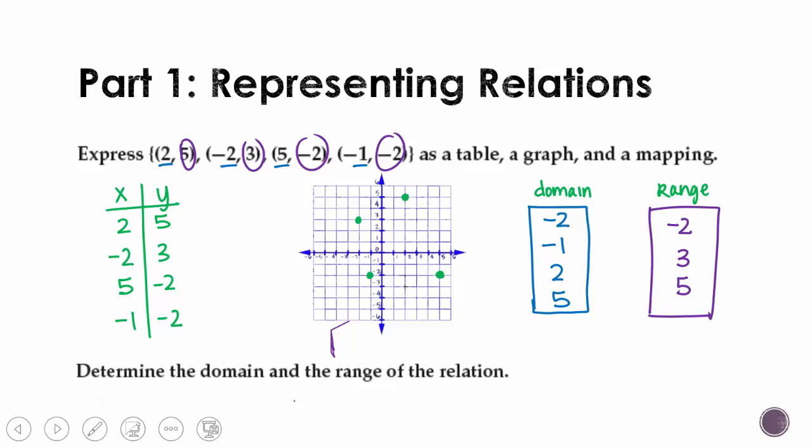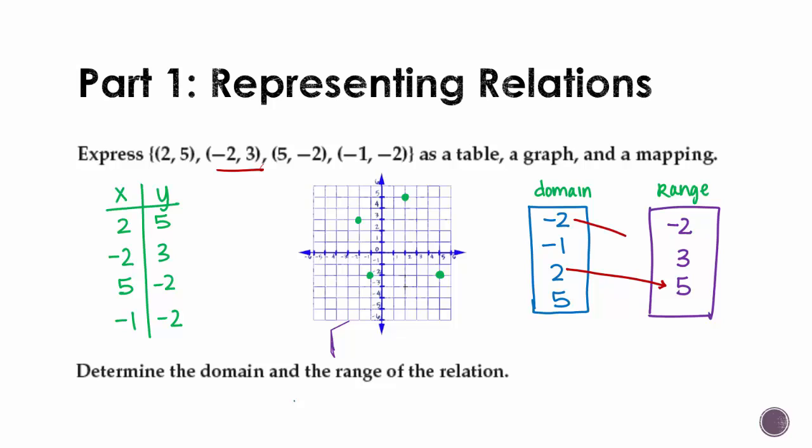And now this is the mapping part. We're going to draw arrows to the things that connect. So we go back up here and look at our points. 2 needs to go to 5. So 2 goes to 5. The next one says -2 needs to go to 3. So that's mapped onto there.